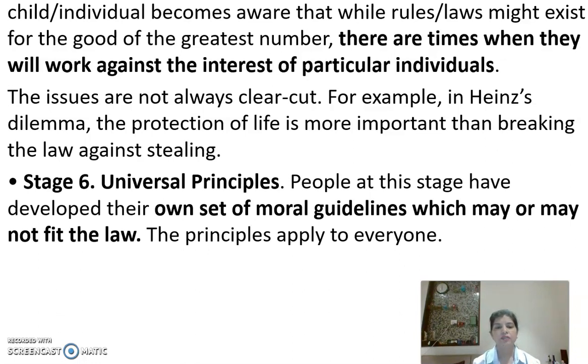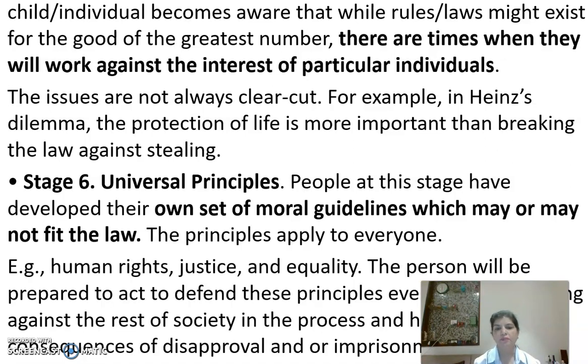Stage 6 here talks about the universal principles. People at this stage have developed their own set of moral guidelines which may or may not fit the law. And these principles apply to everyone, for example, human rights, justice, equality. The person will be prepared to act to defend these principles, even if it means going against the rest of the society in the process and having to pay the consequences of disapproval and or imprisonment. Kohlberg said that very few people reach this stage.